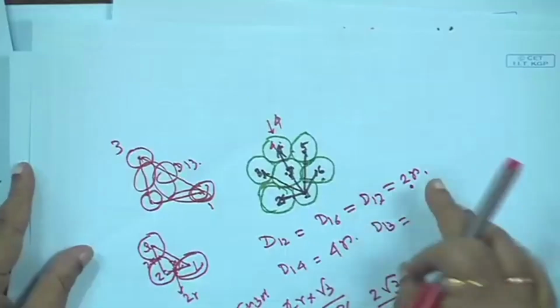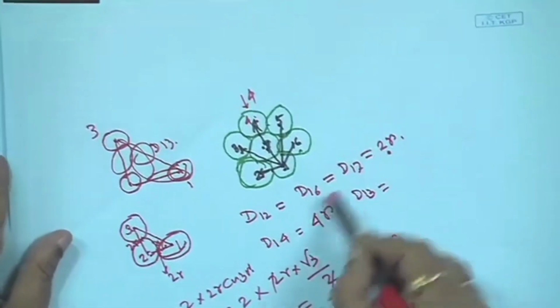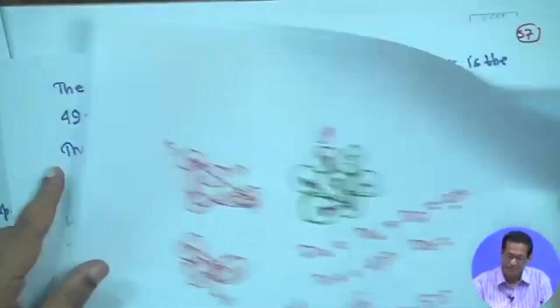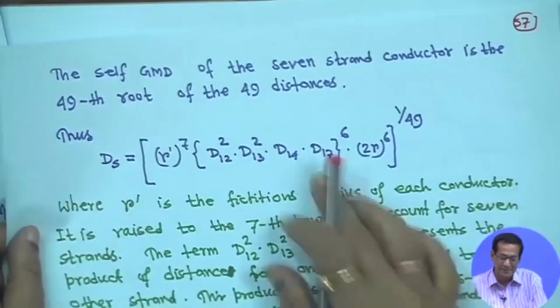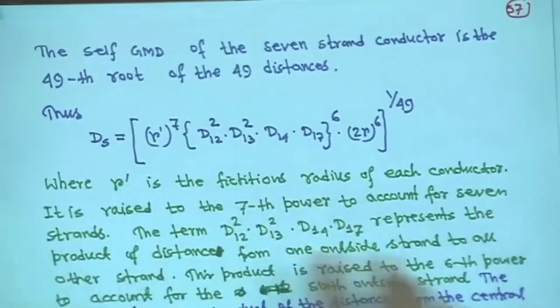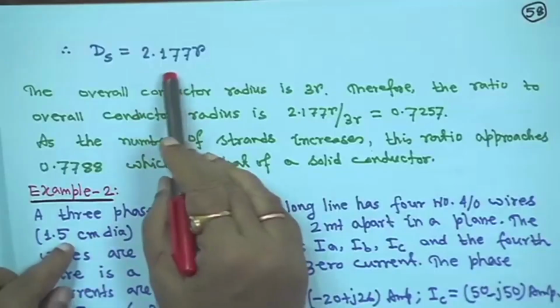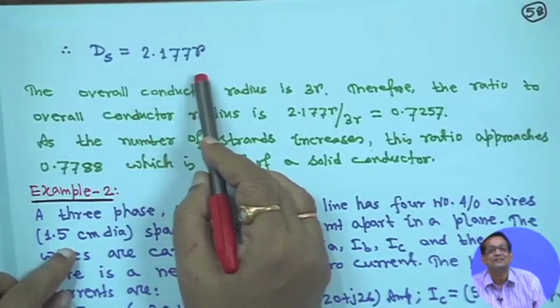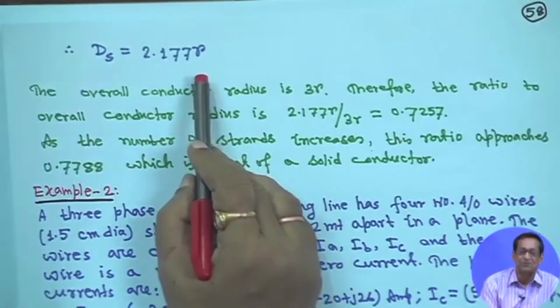Now, if you substitute all these distances that I showed just now, d12, d13, d14, whatever we got, all these values you substitute here, right. If you substitute and calculate, here I did not bring those calculations because then it will take more time. You can do this as an exercise, right. After substituting all these values, then you will get that ds is equal to 2.177r. This is the final answer that will come. Please do this on your own, right.